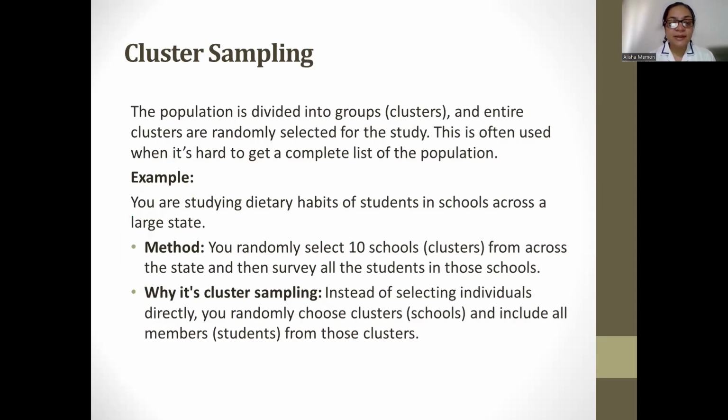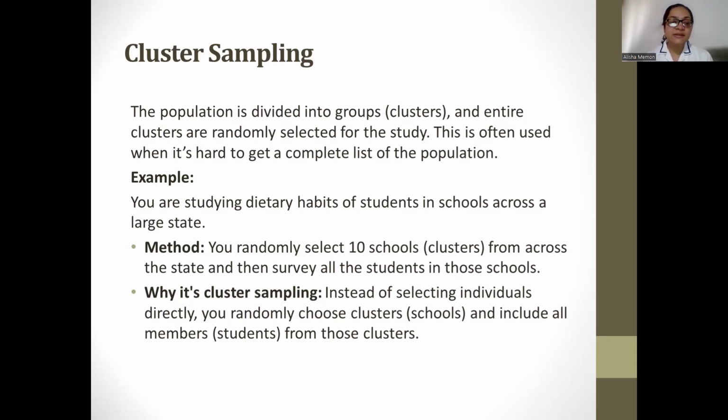Coming to cluster sampling. Here the population is divided into groups or clusters, and entire clusters are randomly selected for the study. In strata, we first divided the population into subgroups, and from those subgroups we picked a few. Here, the population is divided into clusters, and randomly any cluster will be picked to be included in the study.